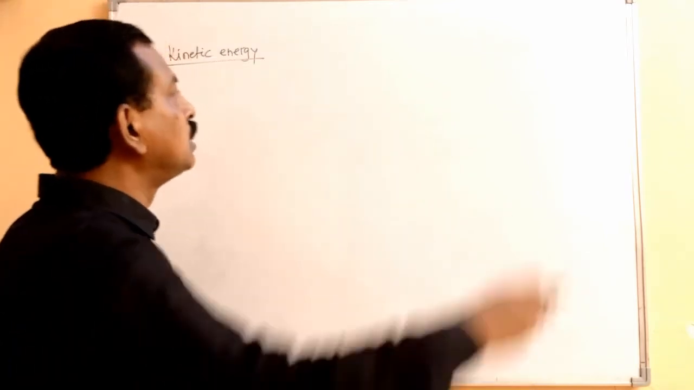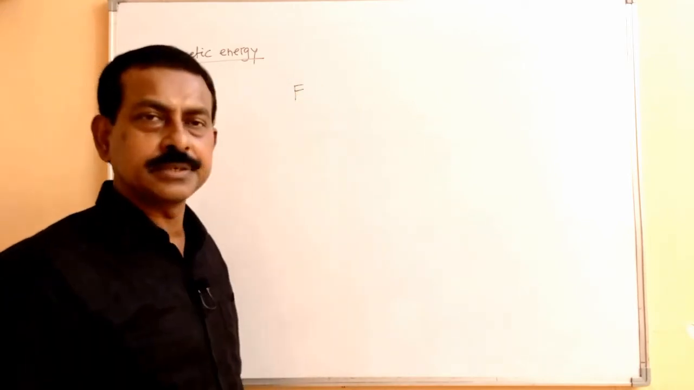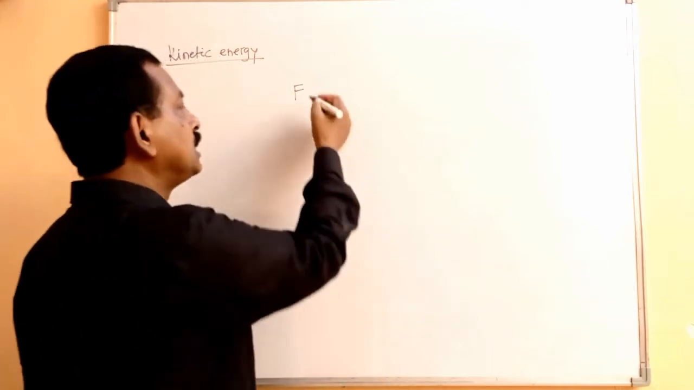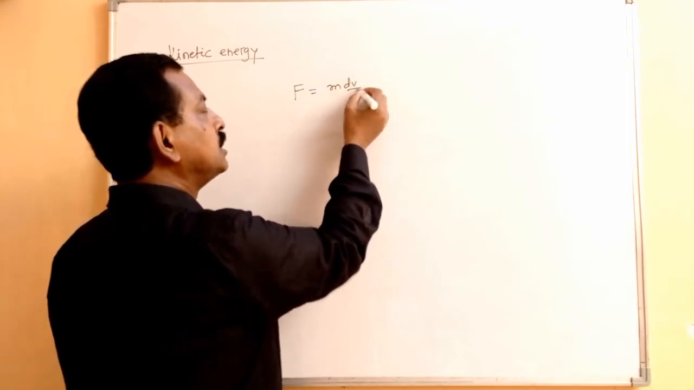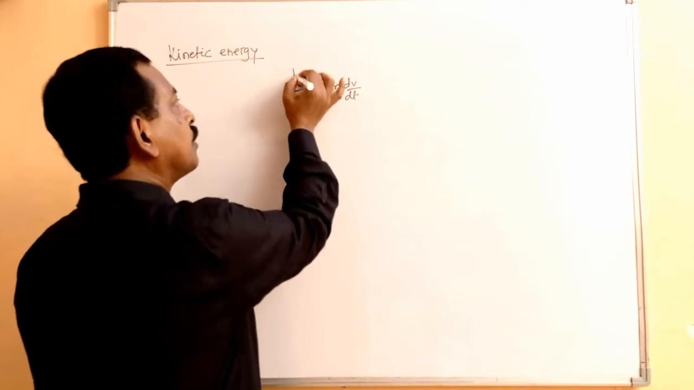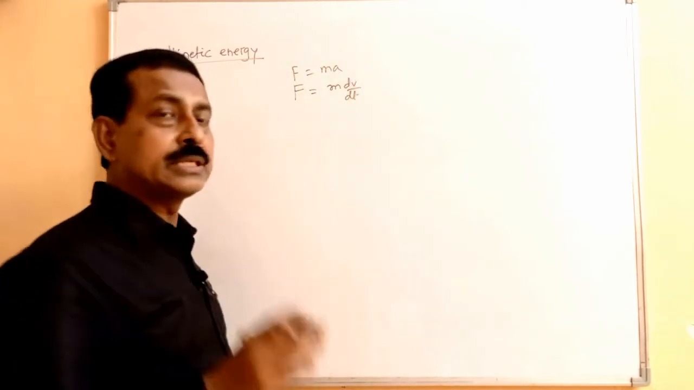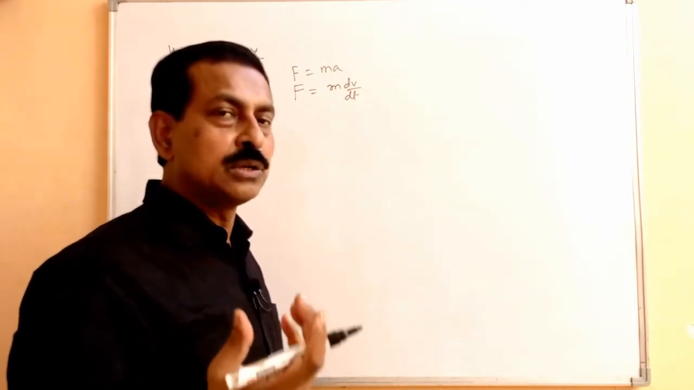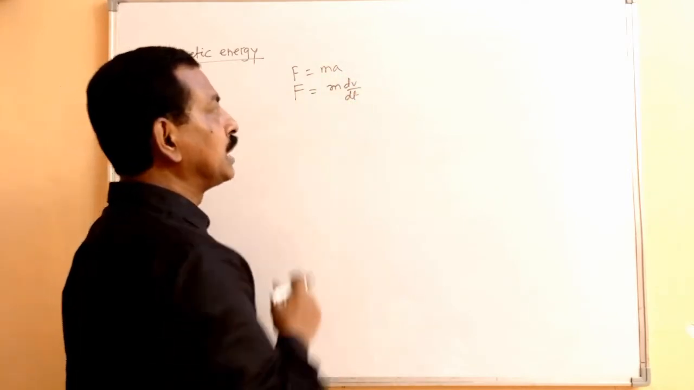So suppose we have a body on which a force F is acting. The body has mass m. So in that case, this F will be given as m dv by dt, or F is equal to ma, and a we can write as dv by dt. Remember, of course, we are assuming that the mass of the body is not changing. That is why we can use the expression F equals m dv by dt.